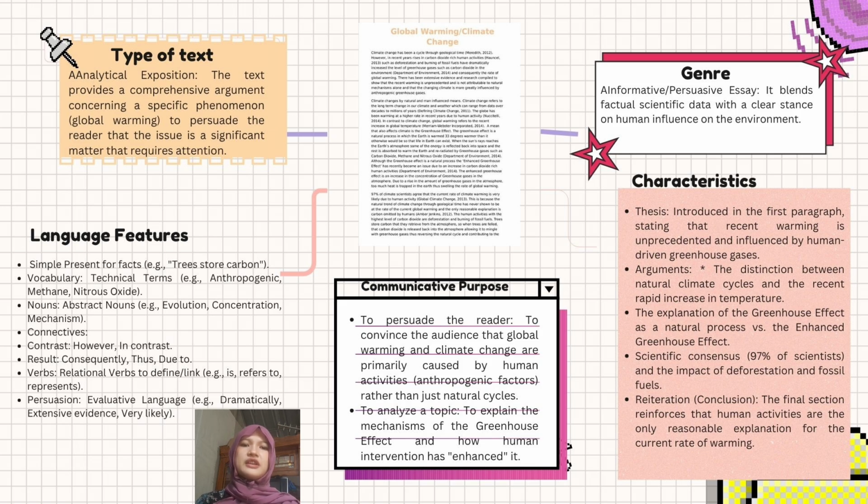The language features in the mind map also support persuasion. The text uses evaluative language like extensive evidence and dramatically. These words make the argument sound stronger and more convincing. It also uses connectives such as however, therefore, and consequently to connect the ideas logically. Overall, analytical exposition text focuses on convincing the reader using one-sided argument and evidence.